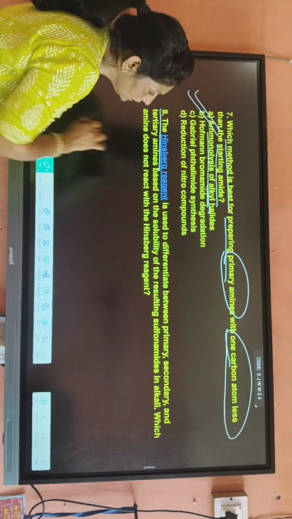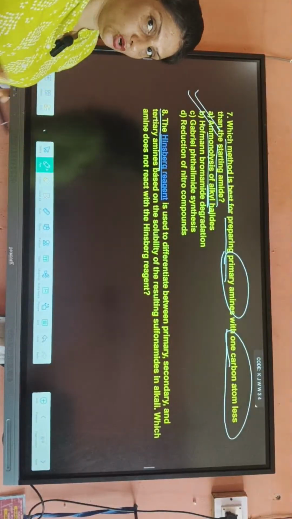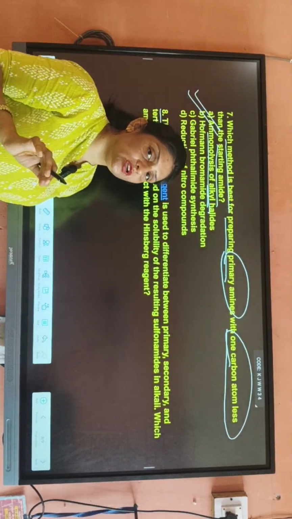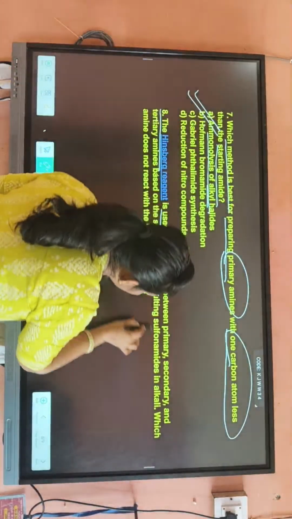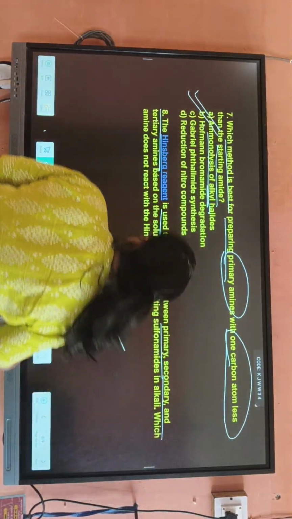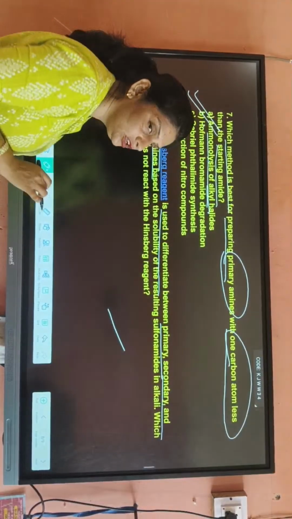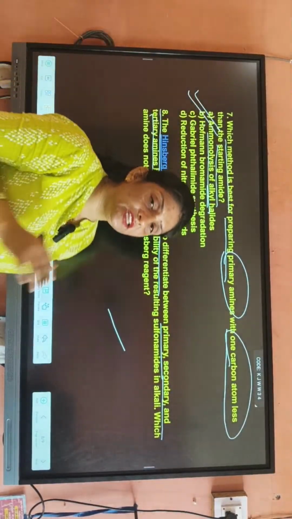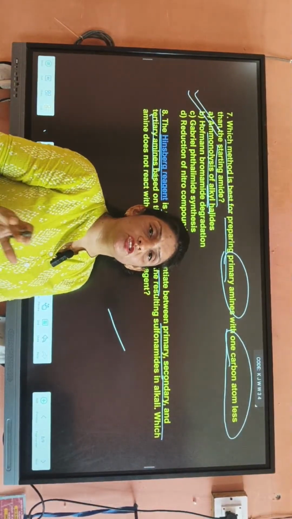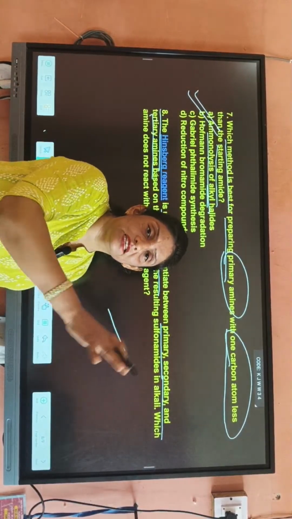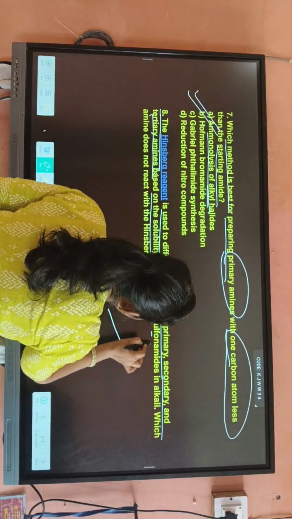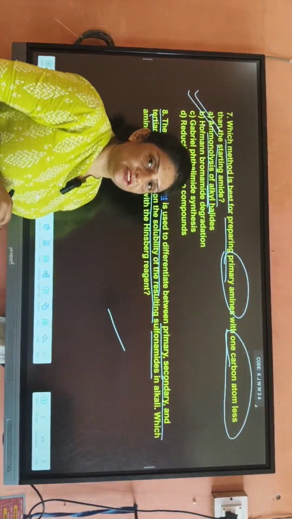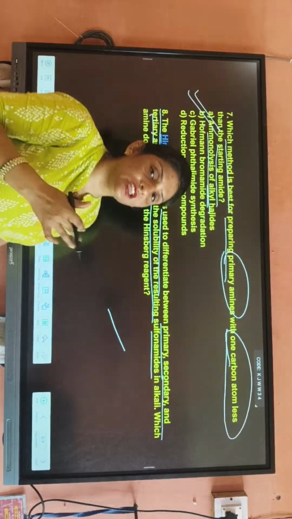The Hinsberg reagent. I hope this question you also able to solve. The Hinsberg reagent is used to differentiate between primary, secondary and tertiary amine. Already I told, beta, Hinsberg reagent is used for separation of mixture of primary, secondary and tertiary amines, on solubility of resulting sulfonamide.